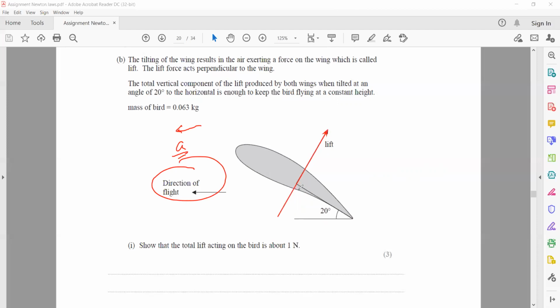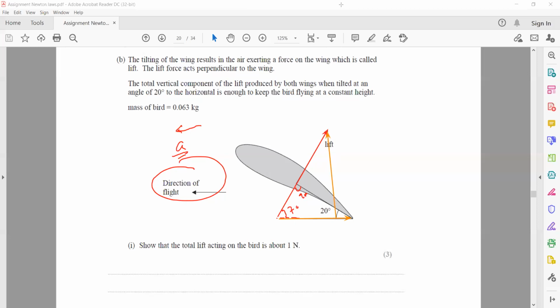So this angle will be 90. So the total sum is 180, so this angle will be 70. Now the lift will also have a component which is with the angle, that will be, I will use another color. So the component of the lift which is with the angle will be equal to cos theta, and against the angle it will be sine theta.